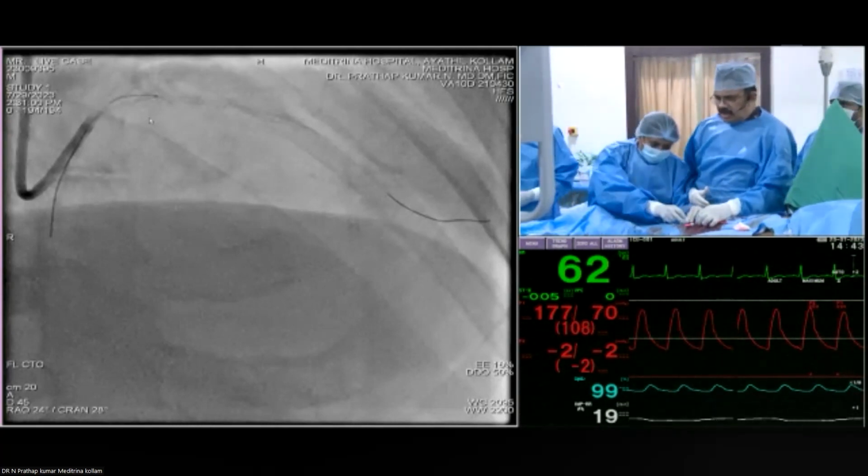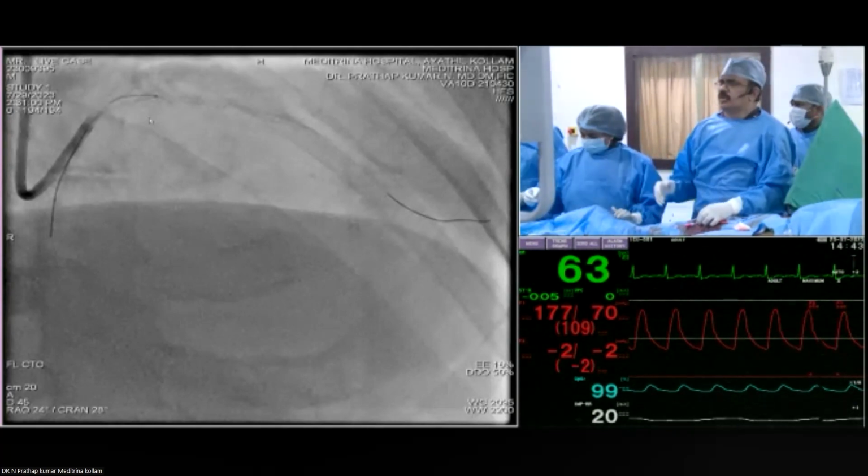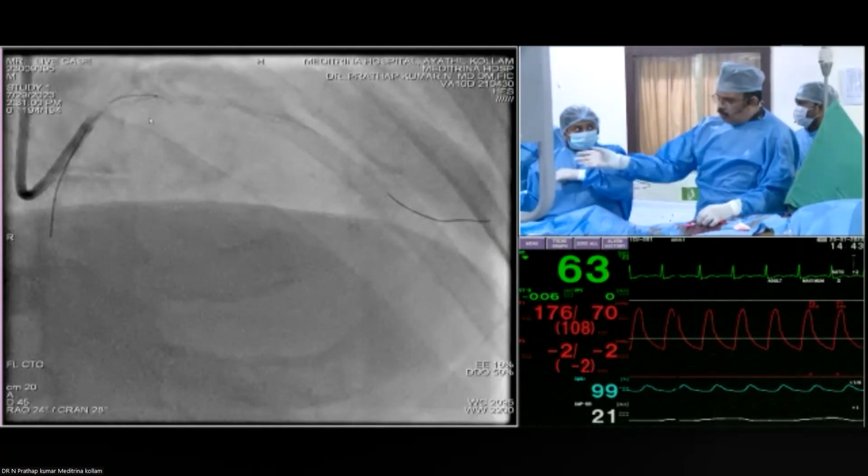The other thing I can actually manage easily. So I'll take a 2 millimeter balloon, a 2 by 12 millimeter Maverick balloon. I'm going to take it.